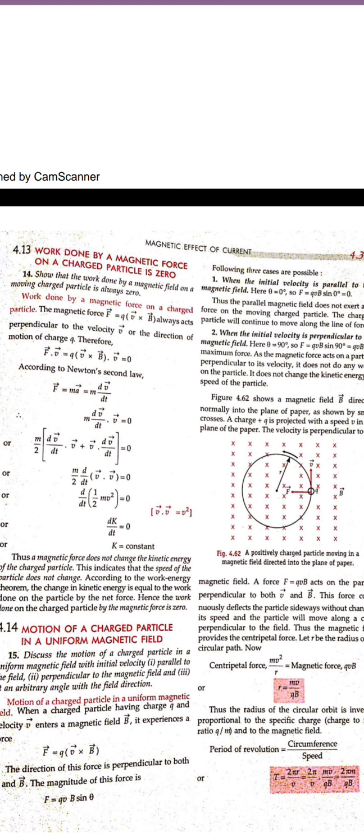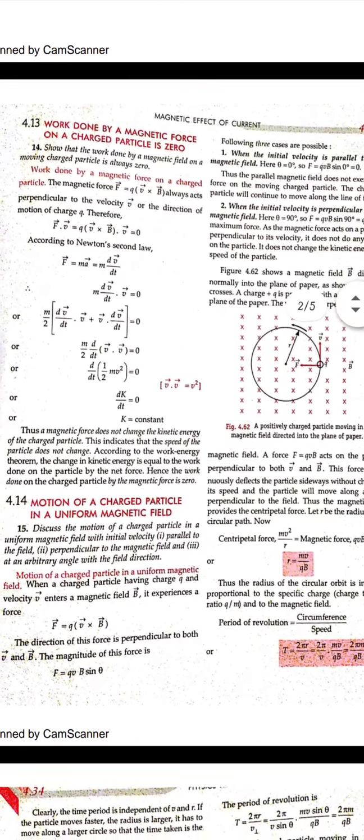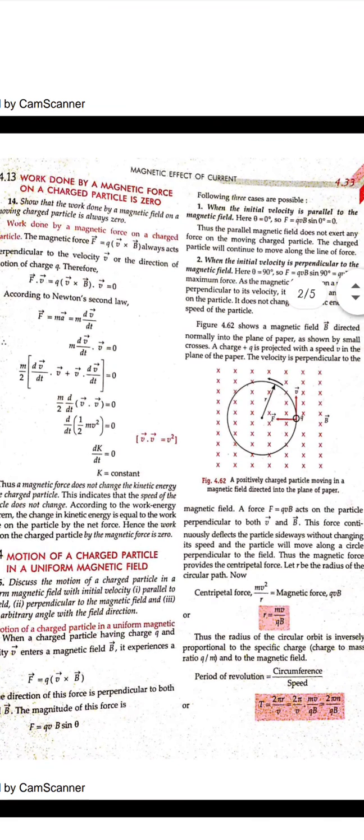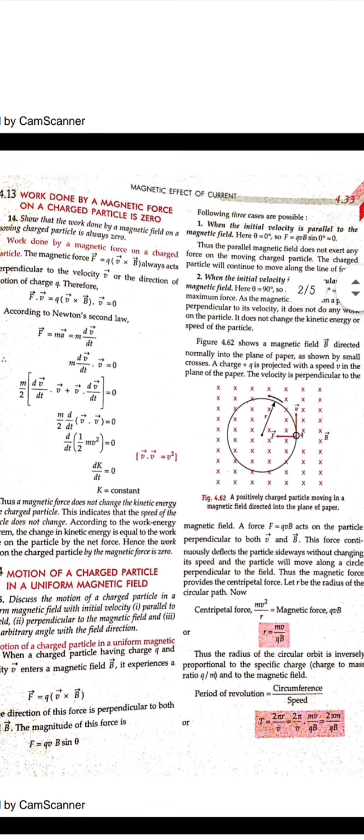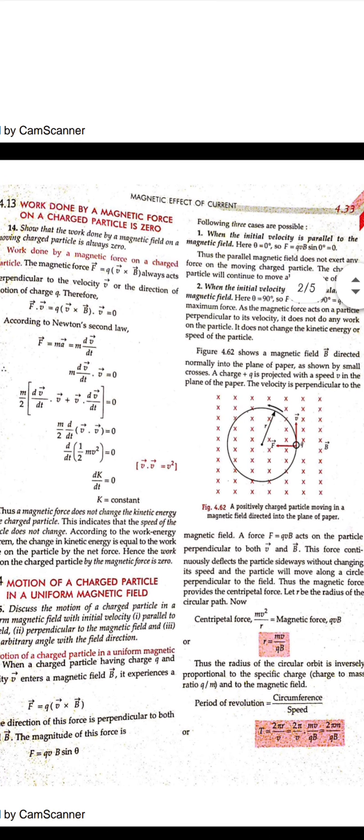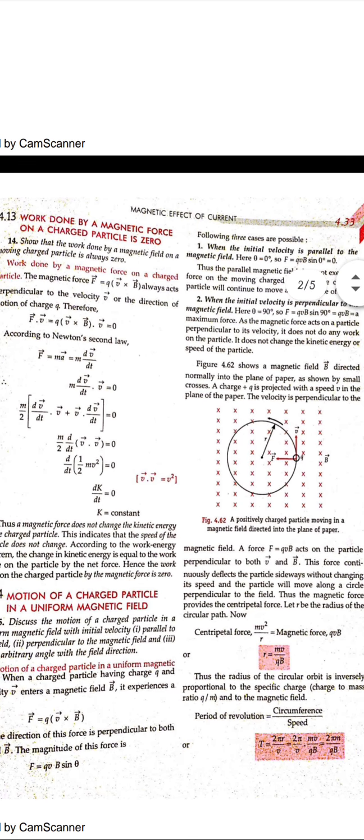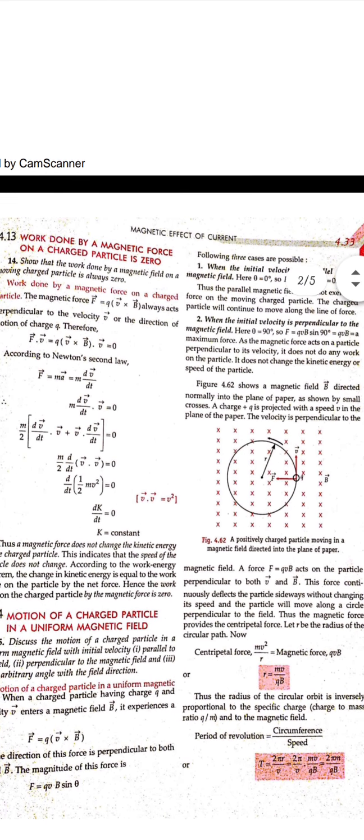Here the first topic, that is, work done by a magnetic force on a charged particle, is zero. What does it mean? We know that whenever a charged particle is allowed to move, moving charges possess an electric field as well as a magnetic field, right? And the magnetic field is denoted by the letter B.